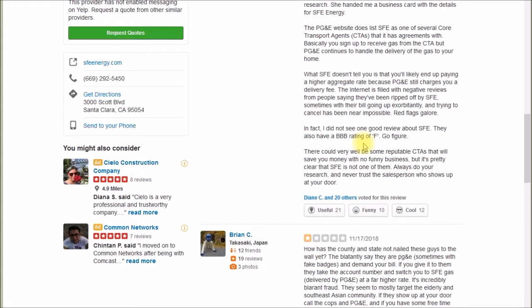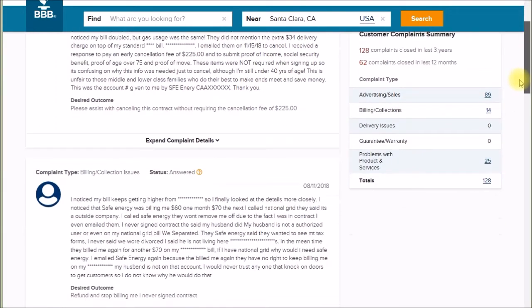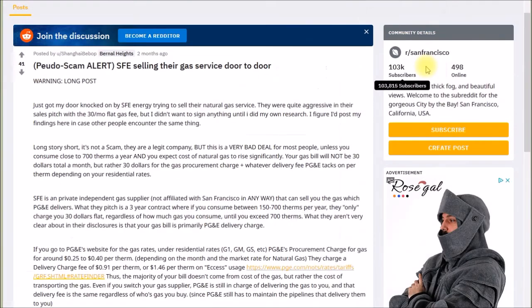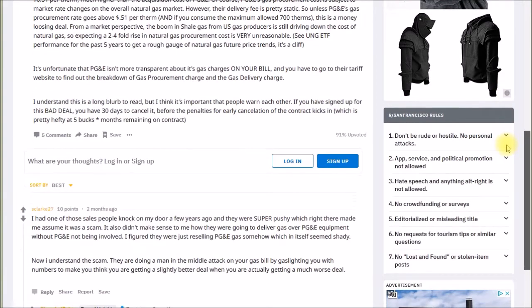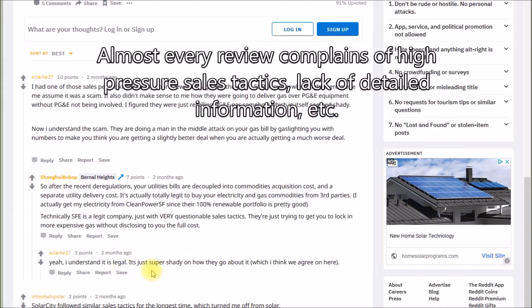And one reviewer mentions the Better Business Bureau. Let's check that out. Looks like they're a Canadian company. Over 100 complaints, mainly about advertising and billing issues. There are countless threads on Reddit. Here's a recent one. And this comment here sums it up pretty well: "I understand it's legal. It's just super shady how they go about it."